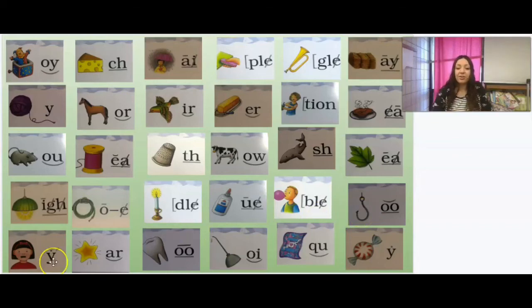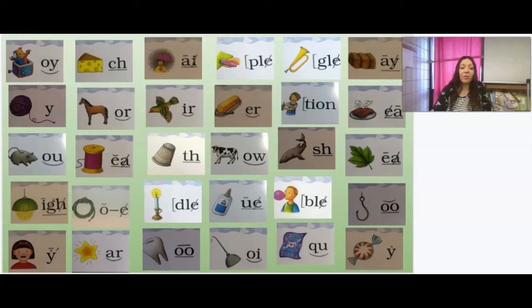hook, digraph OO, cry, I, vowel Y, star, R, combination AR, tooth, ooh, digraph OO, oil, oi, diphthong OI, quilt, qu, combination QU, and candy, E.